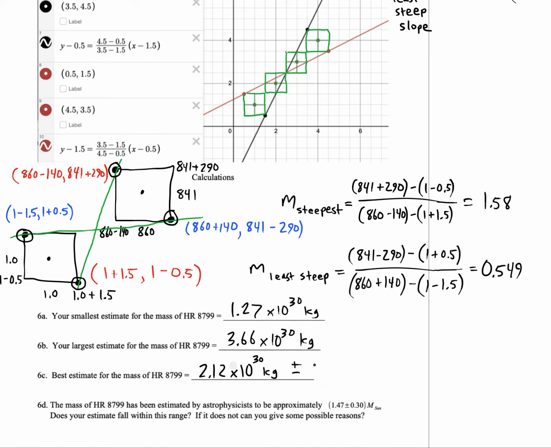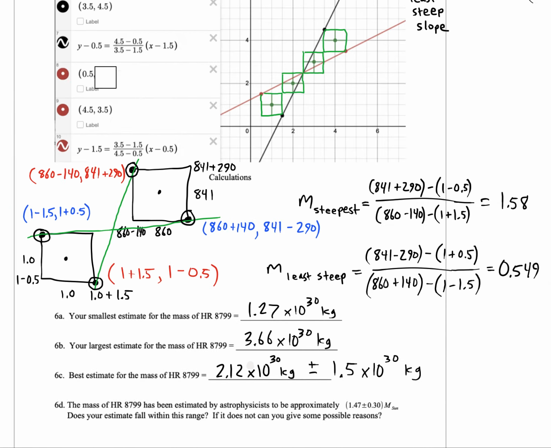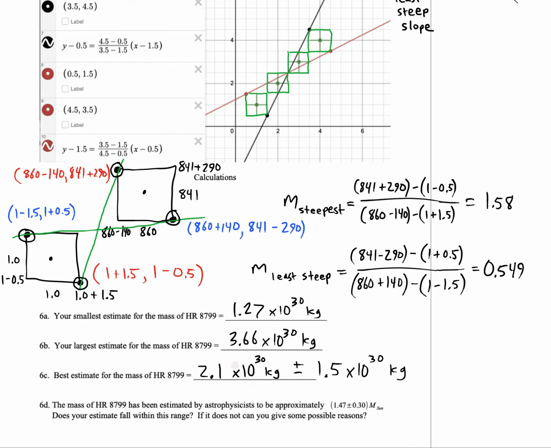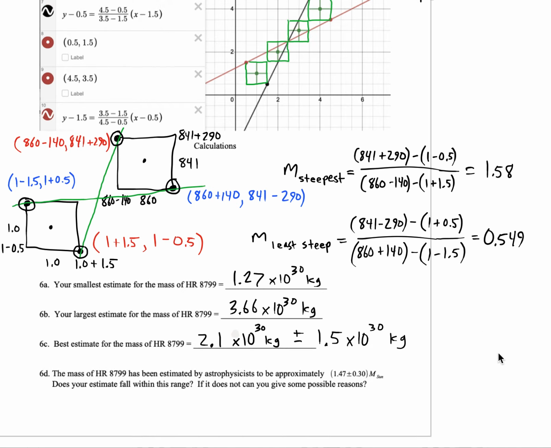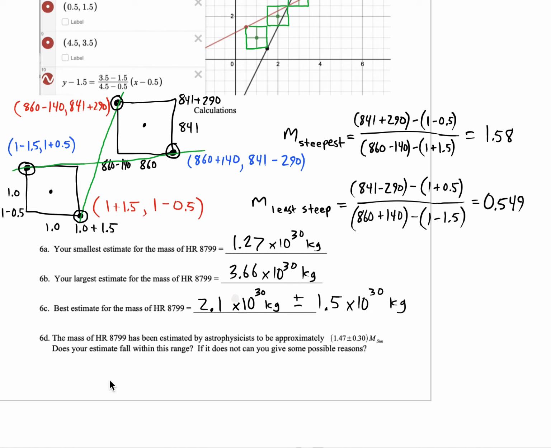So I'll go with, let's say, 1.5 times 10 to the 30 kilograms. And I'll just adjust my best estimate so that I'm not saying that I know more than I do. And that'll do it. All right, now certainly the accepted value for the sun does fall within our confidence interval here.